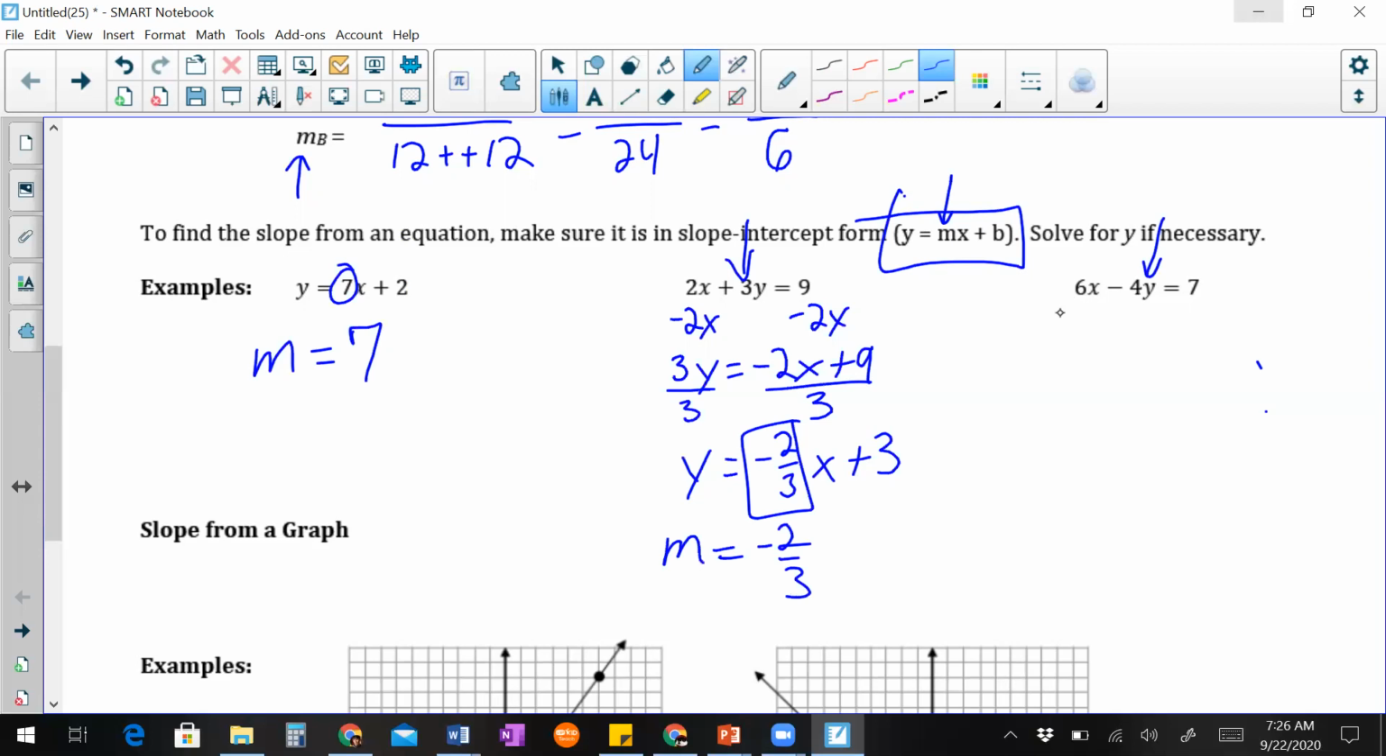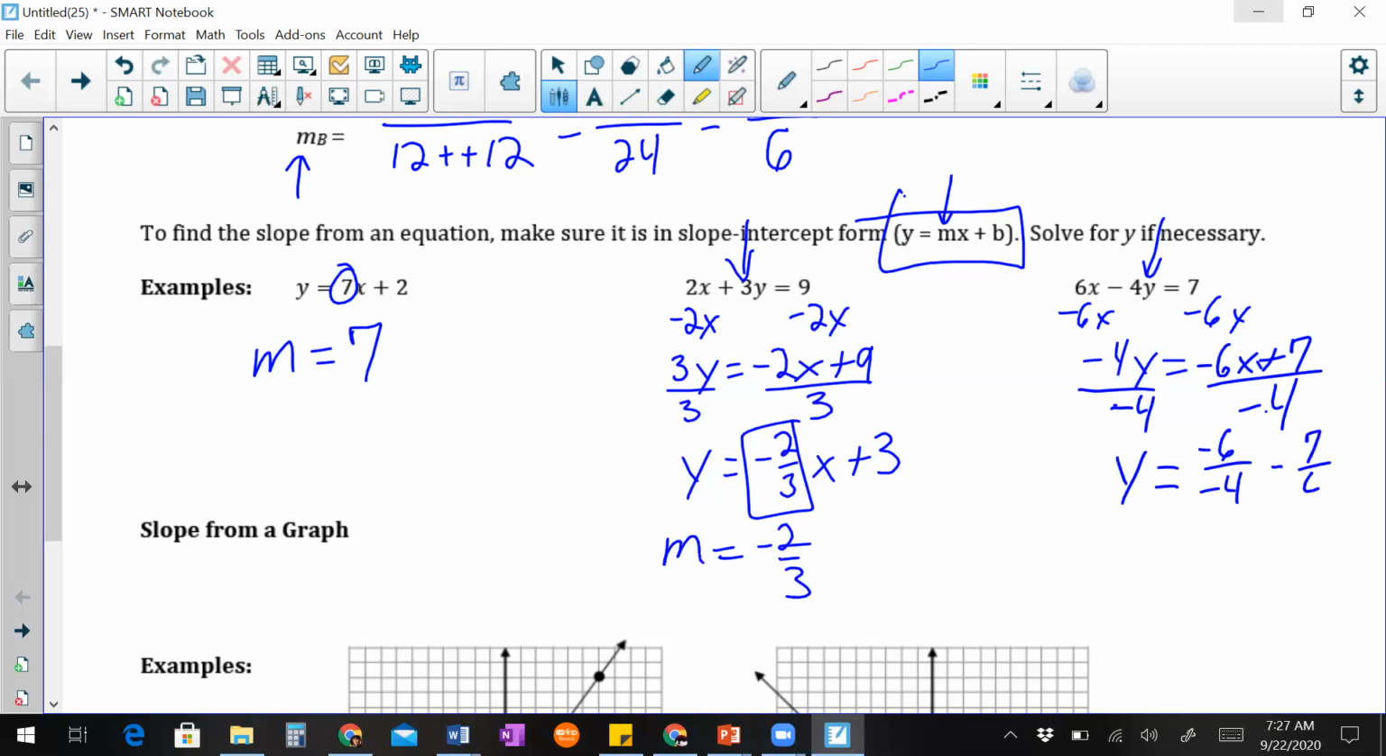Once again, we want y by itself, so subtract 6x from both sides. -4y equals, and I always put my x term first because that's our format, so -6x plus 7. Divide both sides by -4 because I want y, not -4y. So this gives me y equals -6 over -4 x minus 7/4. All right, don't forget your x.